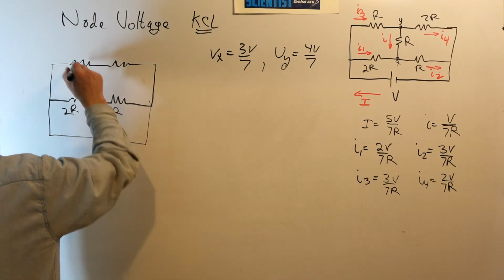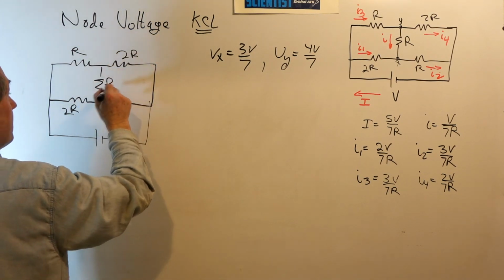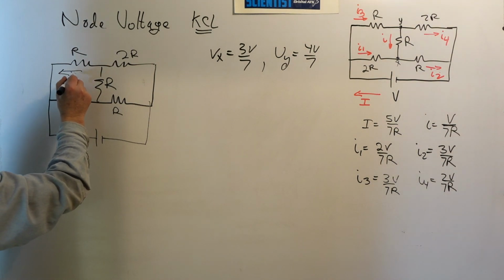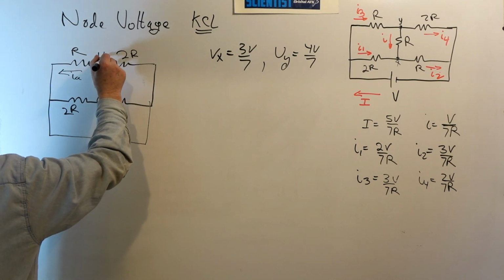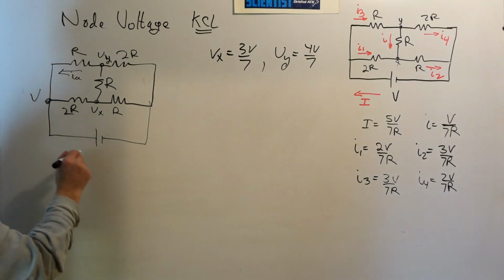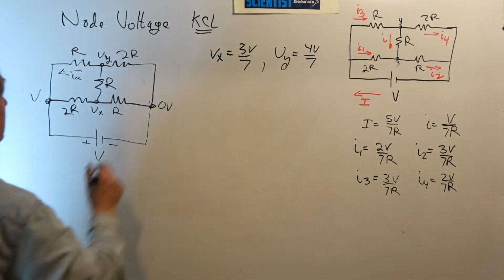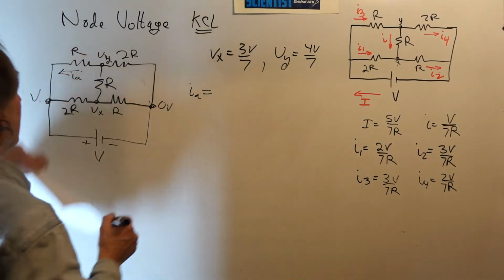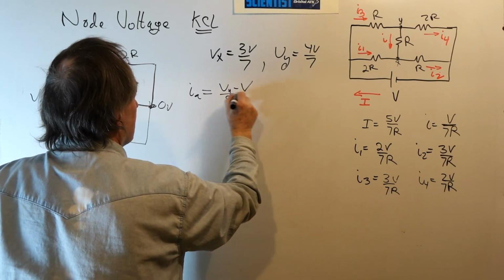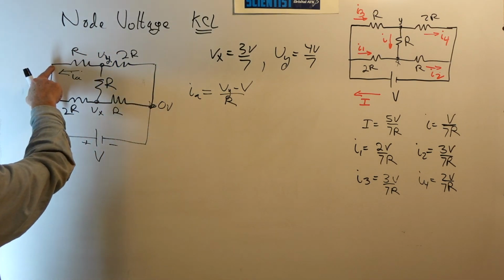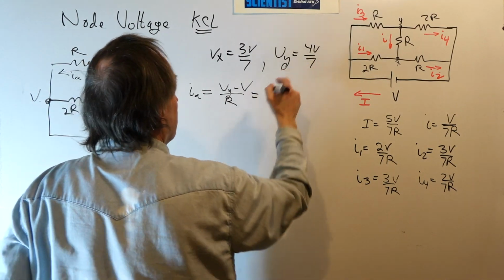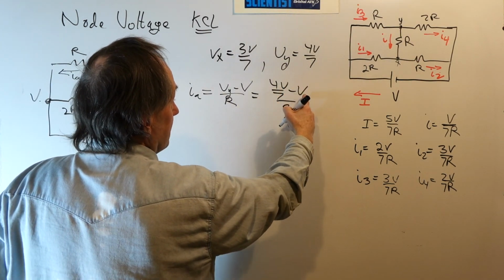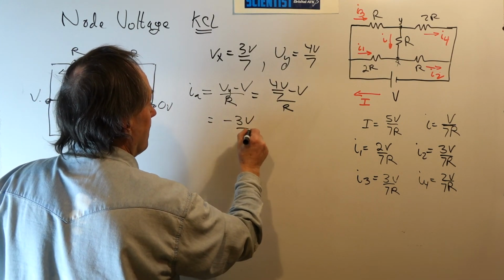This is 2R, R, R, 2R, and R. Let's choose this current. Let's just call this IA. Now this is Vy and Vx, and we have voltage V at this node, and this node is 0V. So if I want to compute IA, IA will be this voltage minus that voltage divided by R. So this is Vy minus V divided by R. Voltage at this node is Vy, voltage at this node is V. So Vy minus V divided by R. Well, Vy is 4V over 7 minus V over R. Well, 4V over 7 minus, this is 7V over 7. So this becomes a minus 3V over R.